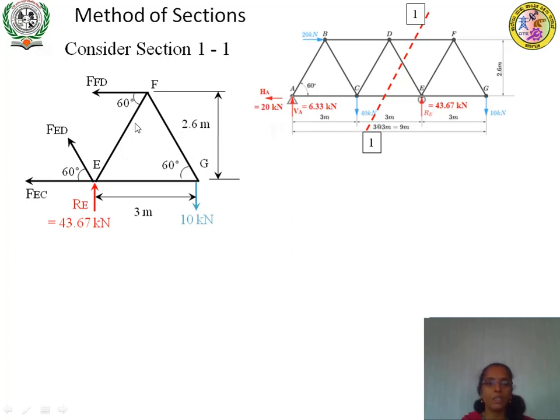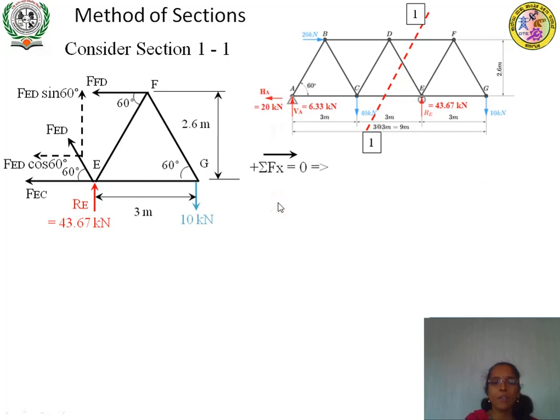The members where section 1 cuts, only those members have to be considered. You should not consider these other members. Only the members that have been cut have to be considered with tensile force; we will assume they are in tension. Now we will resolve this inclined force FED. It is at 60 degrees with respect to horizontal, therefore FED cos 60 is the x component and FED sin 60 is the y component. Now we will apply sigma Fx equals 0, so that gives minus FFD minus FEC and then minus FED cos 60 is equal to 0.